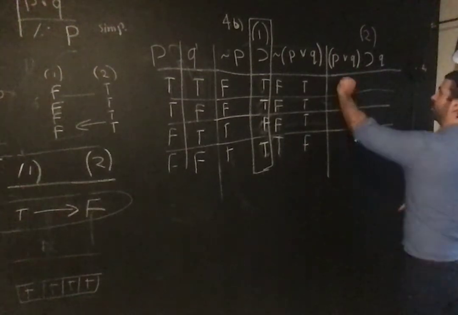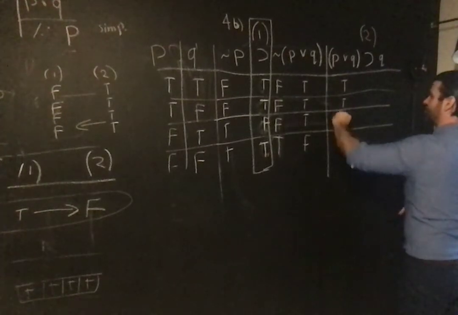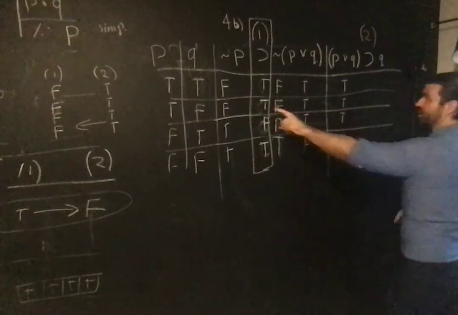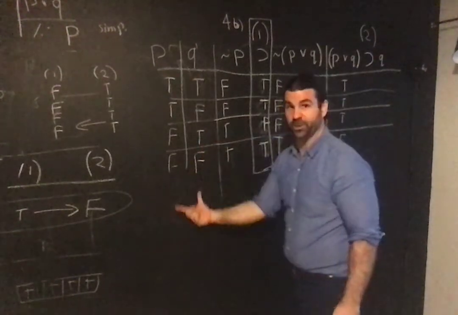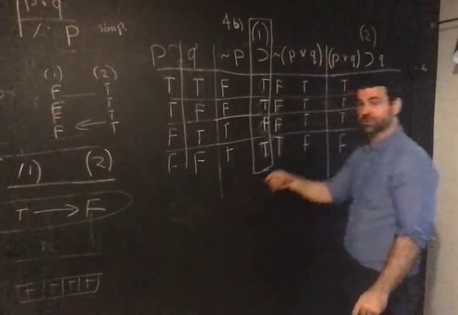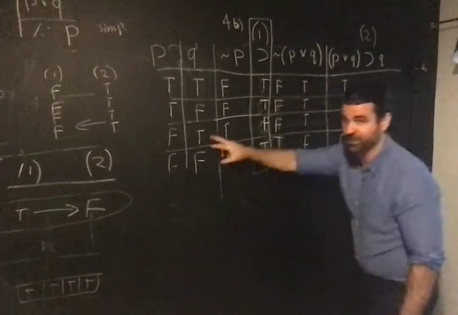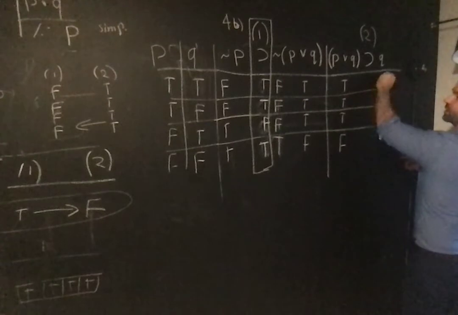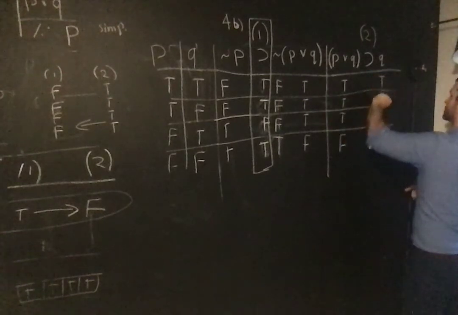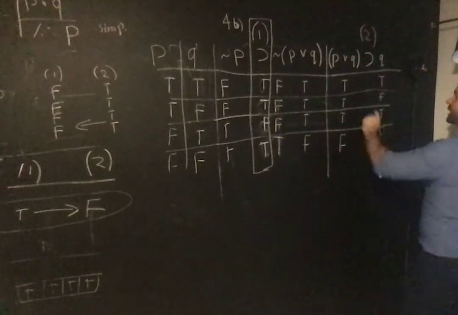P or Q, true, true, true, false, right? I'm of course looking over here at the base columns for the values of P and Q to compute that. Q, let me just write it out again. It's true, false, true, false. Okay, looking at these two.